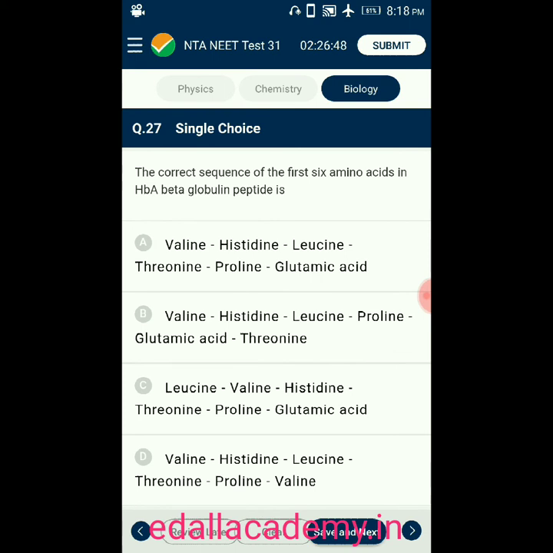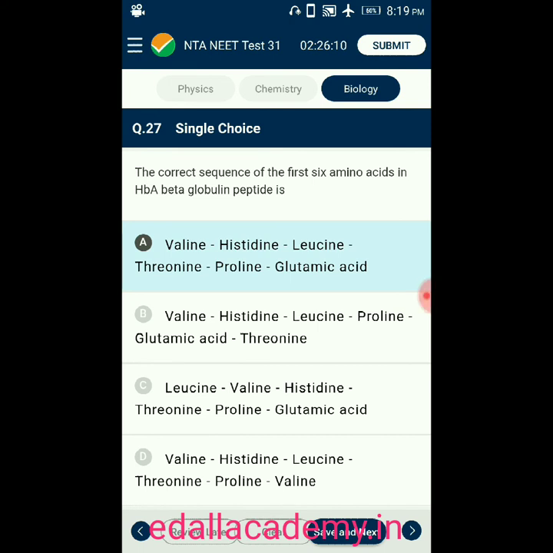Question number 27. The correct sequence of first 6 amino acids in HbA beta globin peptide is? HbA is adult hemoglobin. The first 6 amino acids on its beta globin chain are valine, histidine, leucine, threonine, proline, glutamic acid. In sickle cell anemia, HbS is formed. It has valine instead of glutamic acid in the 6th position. So the answer for this question is option A.